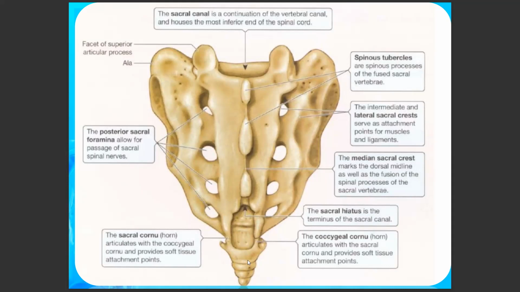This is the posterior view of the coccyx, and these two structures are known as the coccygeal cornu. Cornu means horn, so we can also call them the horns of the coccyx. While these two are known as the sacral cornu, or the horns of the sacrum. The coccygeal cornu articulate with the sacral cornu to provide soft tissue attachment points. The same description applies for the sacral cornu or the sacral horn.